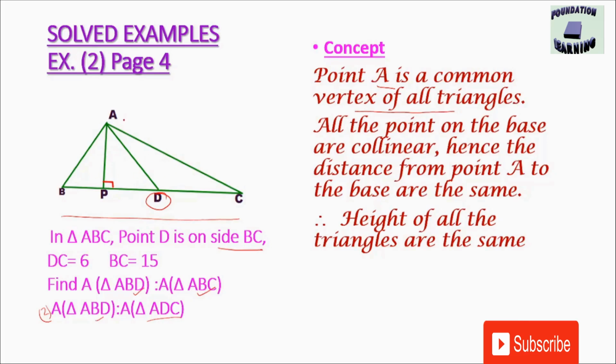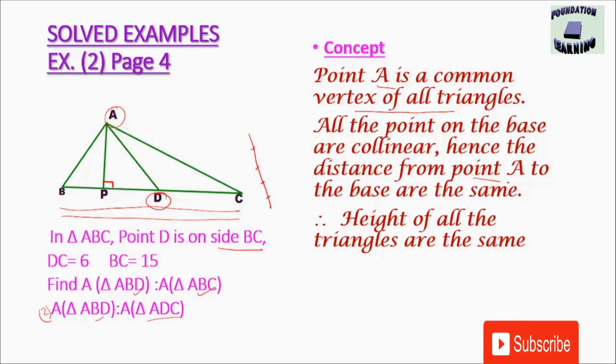For all the triangles, whether you take ABP or APD or ADC, there is this common vertex. This one, A, is common. All the points on the base are collinear. What do you mean by collinear? Collinear means when the points lie in a straight line. When all of them are lying in a straight line, then they are said to be collinear.